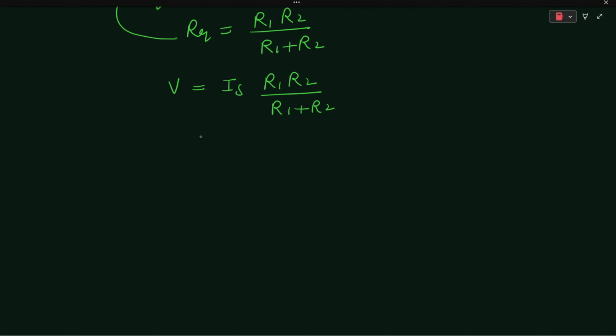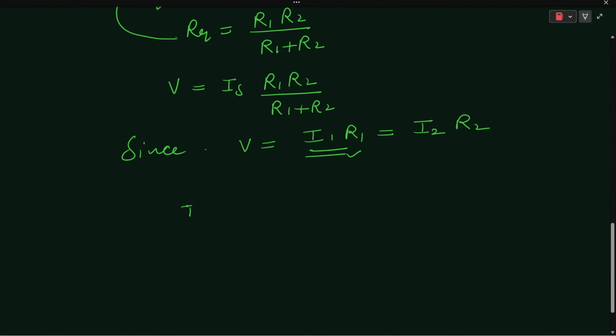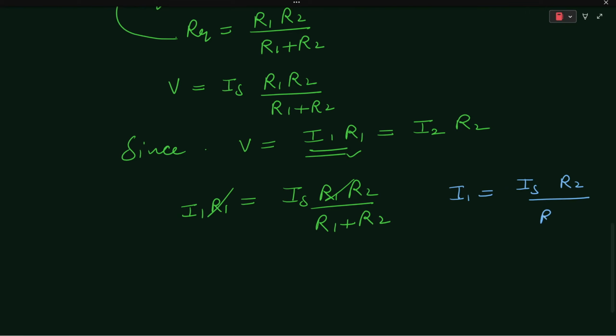Since we already know that V is equal to I1 into R1, which is equal to I2 into R2, substituting the value of V in this equation, we get I1 R1 is equal to Is R1 R2 upon R1 plus R2. So R1 cancels out with R1, and we get the value of I1 equal to Is into R2 over R1 plus R2.